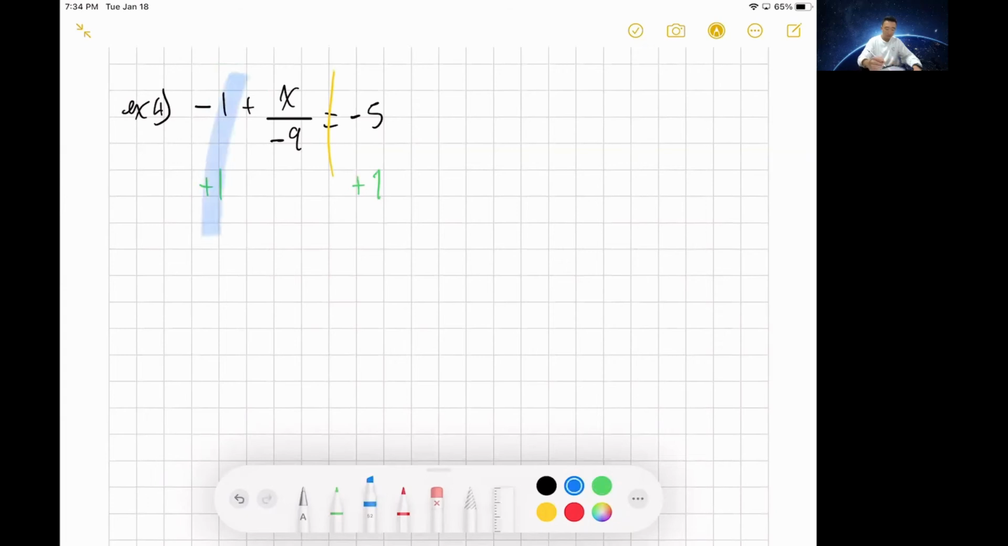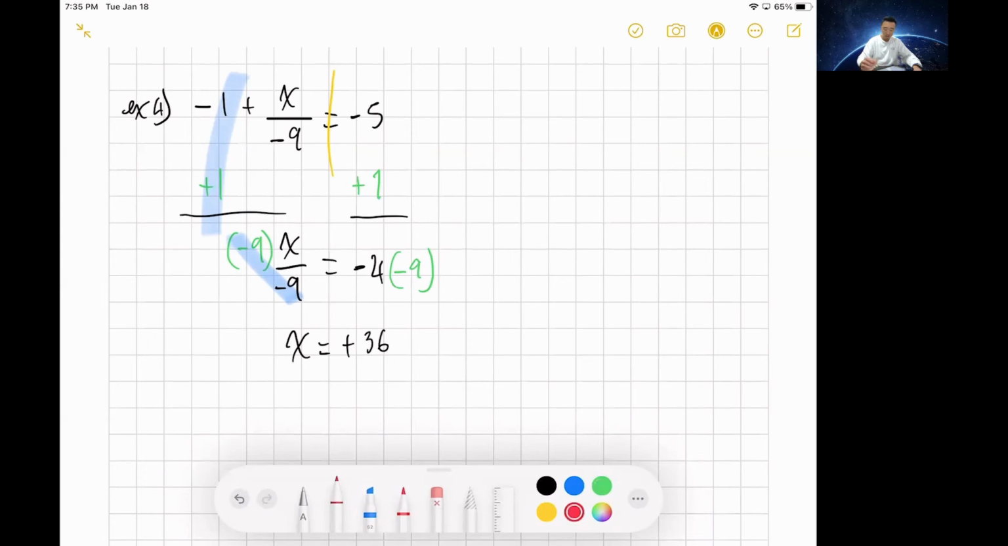Do a different color. That means I have the division relationship left. And -5 plus 1 is -4. Right? Now I'm going to go ahead and take care of that. And I'm going to take care of it by multiplying by -9. So negative times negative equals a positive. 4 times 9 is 36.